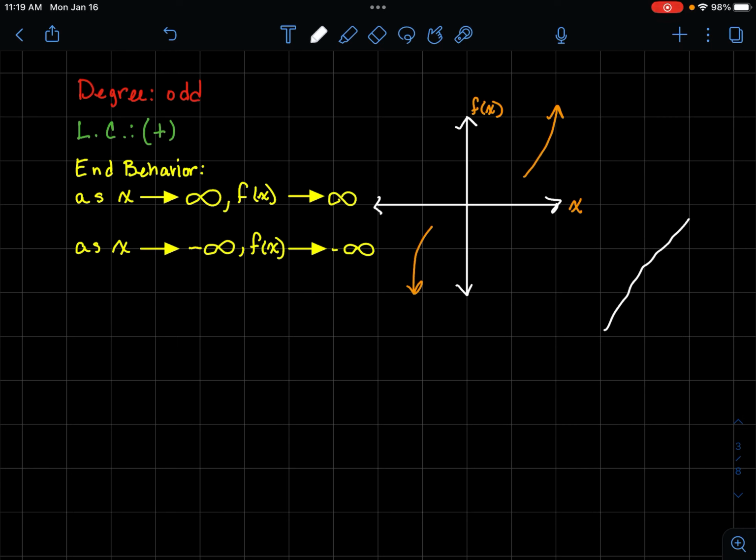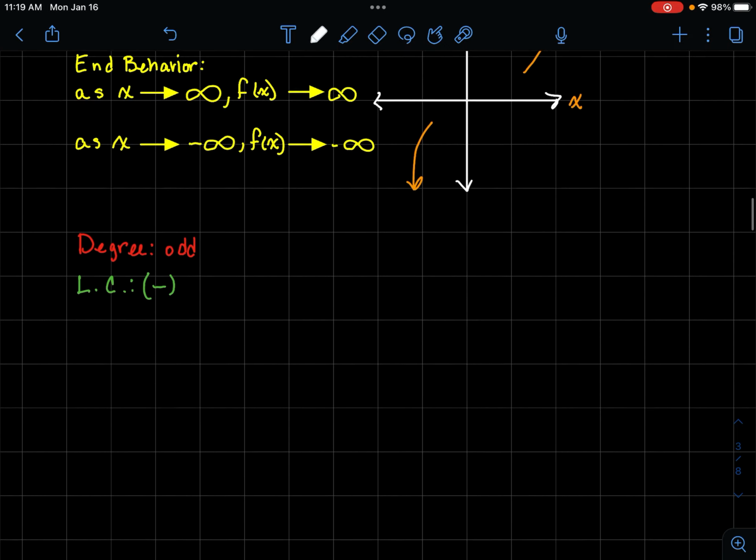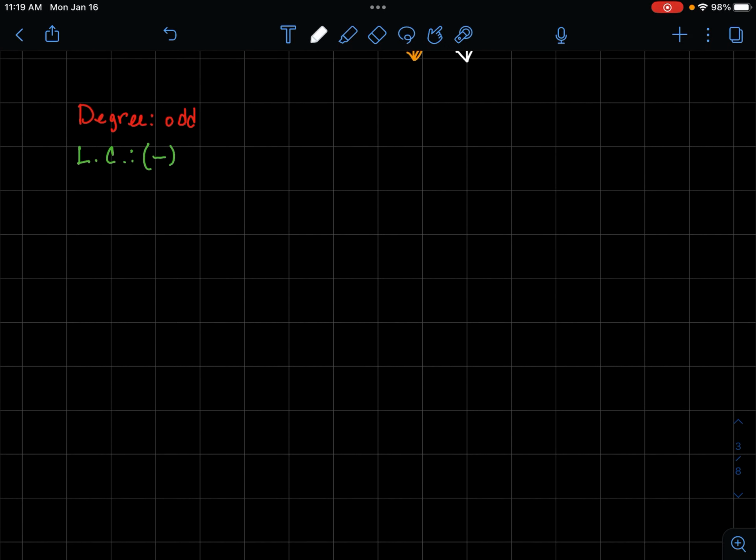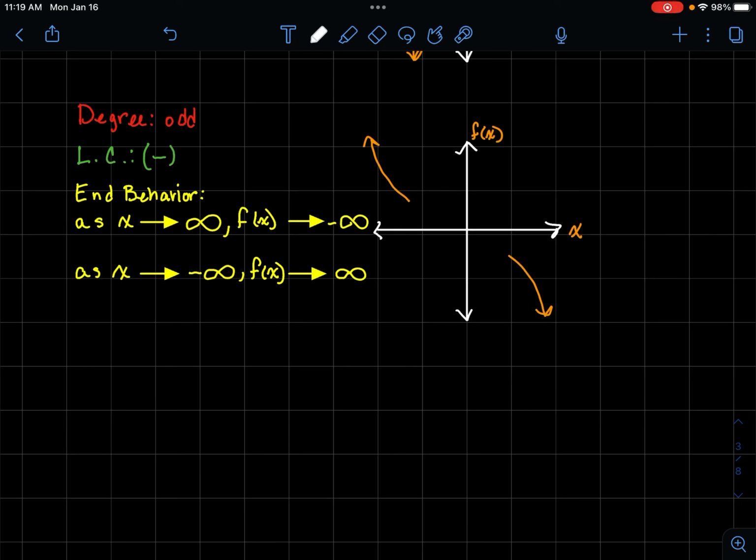That's what its degree and what its leading coefficient would be for all those types of slope-intercept form equations. The last combination that we will look at is the degree stays odd and the leading coefficient goes to negative. So that flips the graph. So the arrow goes up on the left side, down on the right side.